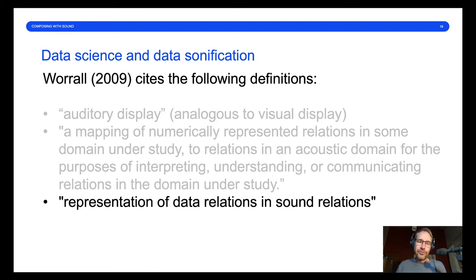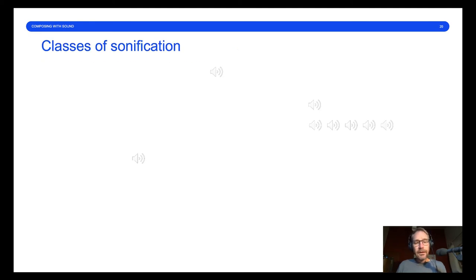So what sort of sound relations might be relevant? We could think of the relations of pitch, for example, or of timbre, or of a note duration, or of rhythm. These we might consider as sound relations. So there are a broad set of classes of data sonification. So we might think first about discrete representations.